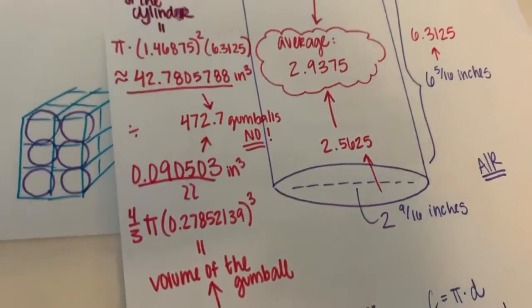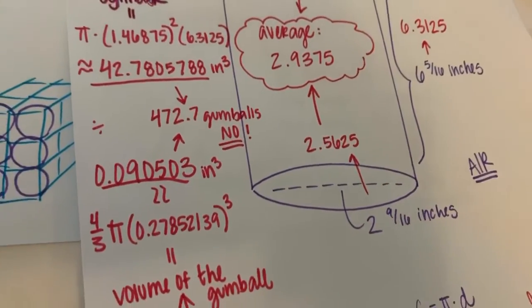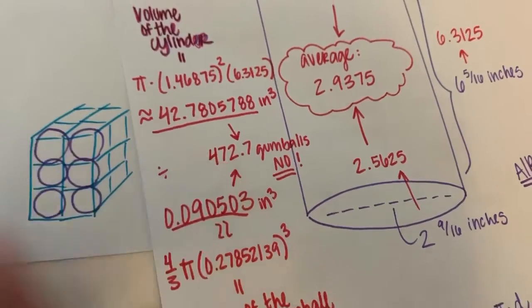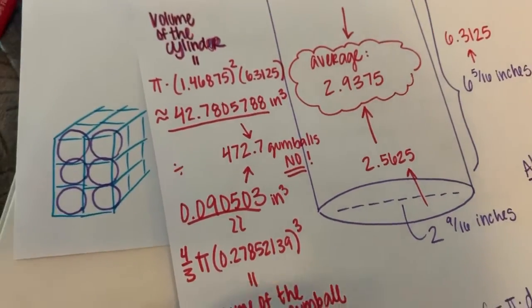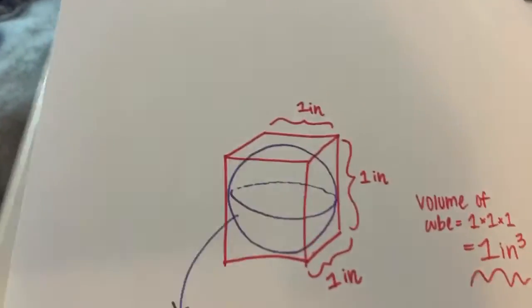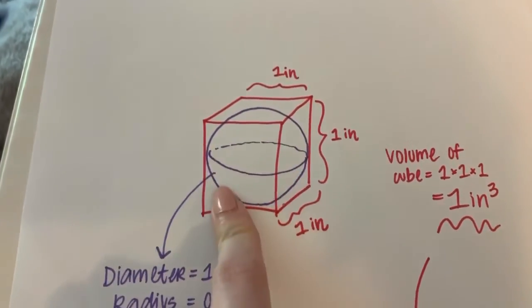So if you did not do that, you can pause the video if you want and think about it, or you can keep watching, but this answer is going to be too much if all you did was divide the volume of the cylinder and the volume of each gumball. So here's what I did to figure out the air component.